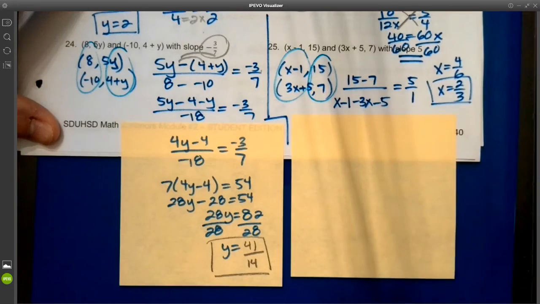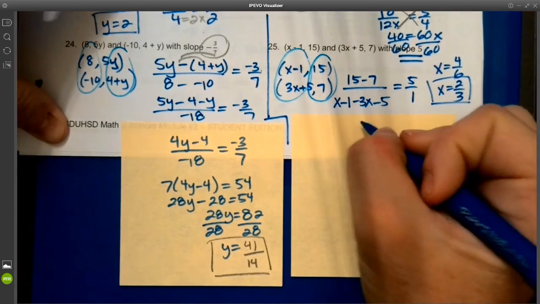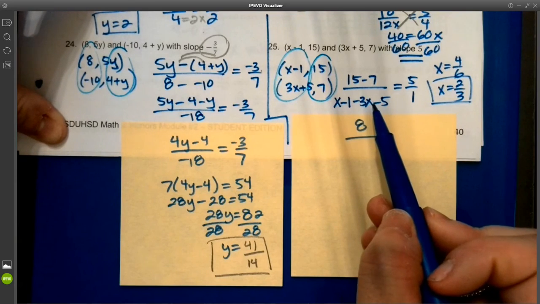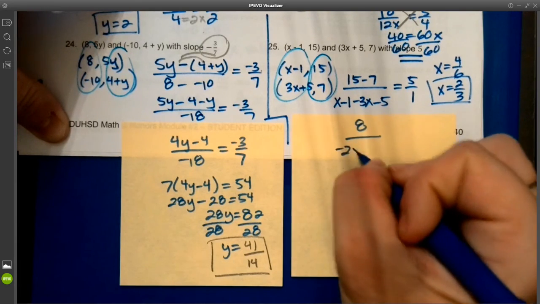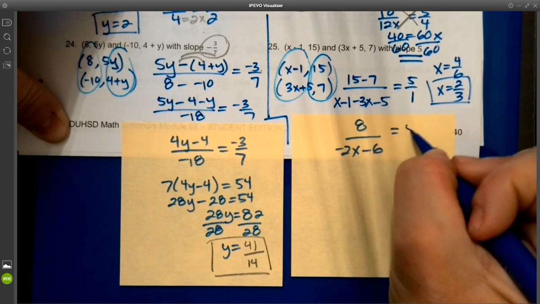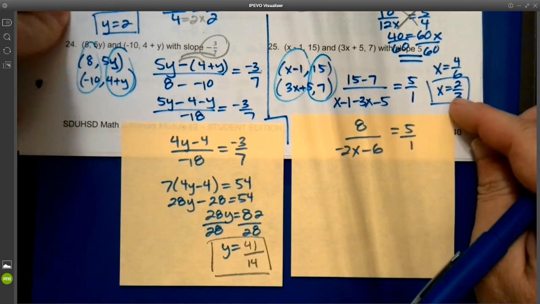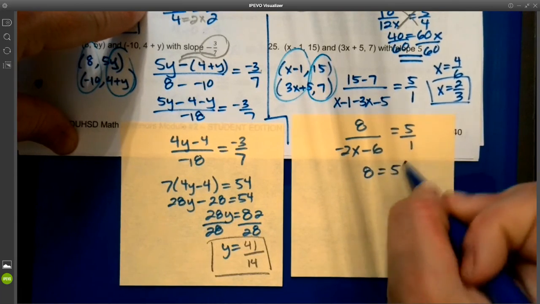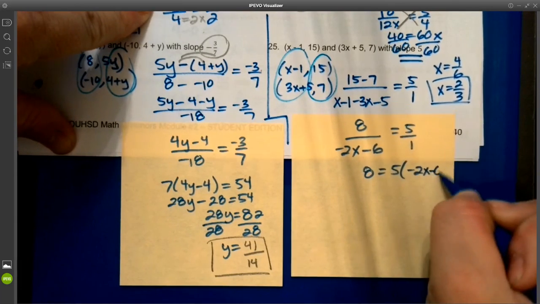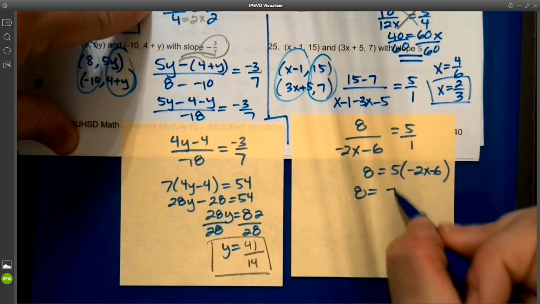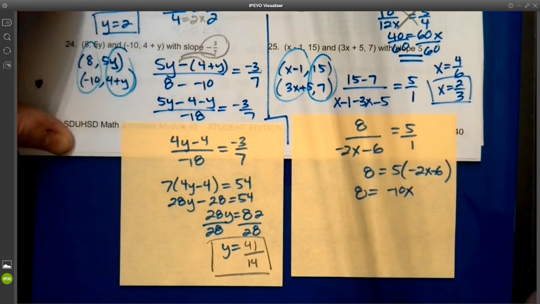Okay. So 15 minus 7, of course, is going to be 8. And on the bottom, I'm going to clean this up. So x minus 3x is going to give me a negative 2x. And negative 1 minus 5 is going to give me a negative 6. I'm going to set that equal to 5 over 1. I'm definitely going to cross multiply to solve. So now I've got 8 is equal to 5 times negative 2x minus 6. So that's going to be 8 is equal to negative 10x.